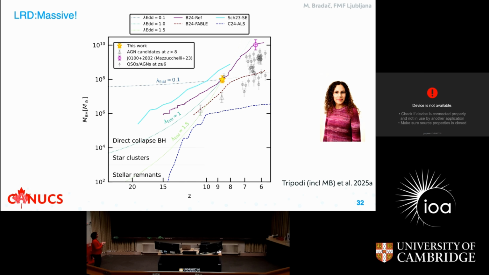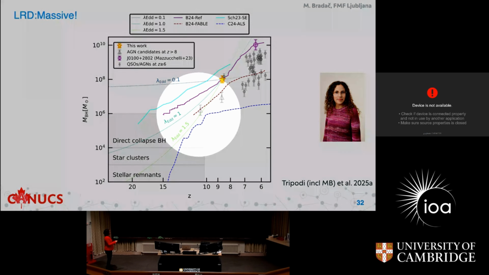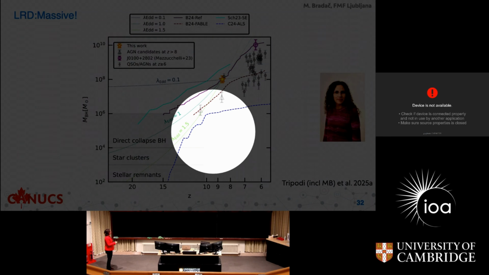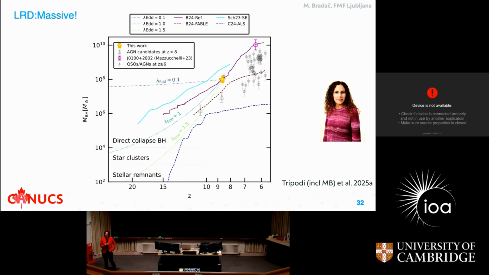Obviously, if you accrete at super Eddington, then your initial black hole mass can be much more manageable, but accreting at super Eddington at all times is problematic for other reasons. So here we go. We have this black hole. It's very massive. We formed it, and we need to explain how it actually got here.